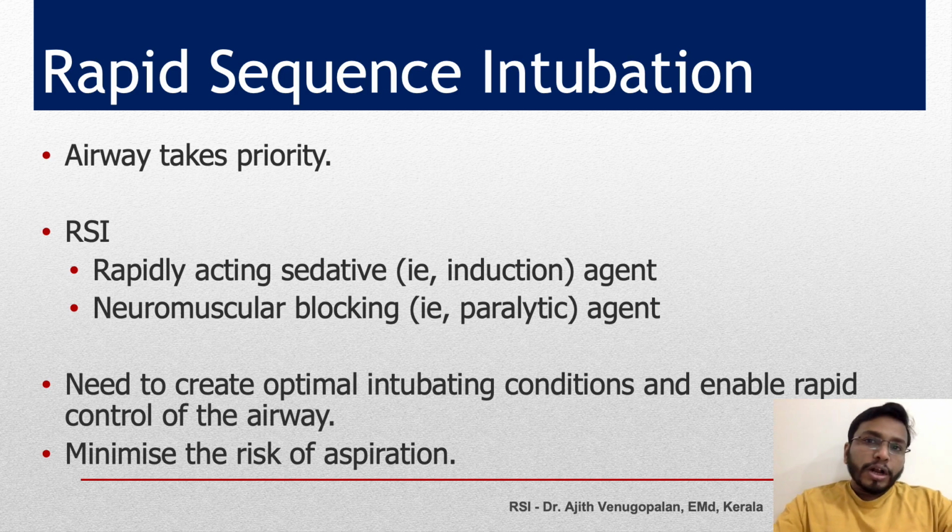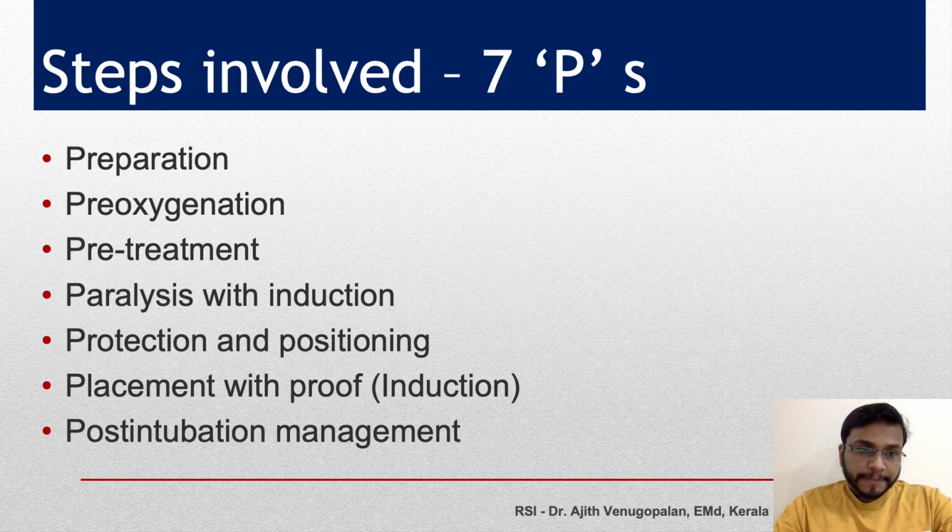And why we do all this is to minimize the risk of aspiration. Because in emergencies, and most of the time in any situation that demands emergent intubation, we have no clue about how the patient's airway is, and also no clue about the patient's gastric contents or NPO status. So in such situations, it is always better to go for RSI to make sure the risk of aspiration is minimized.